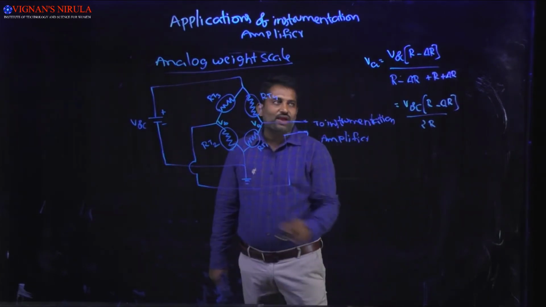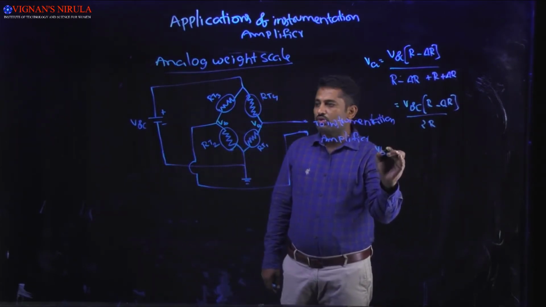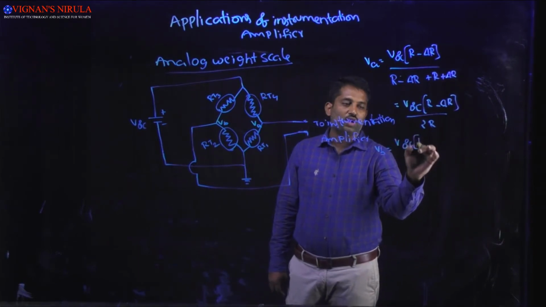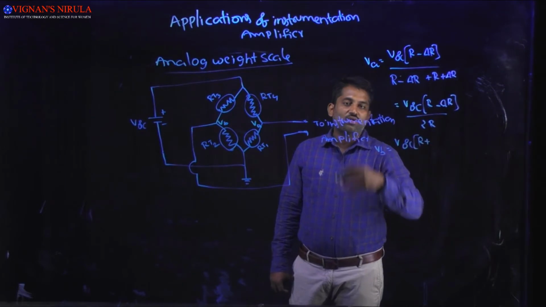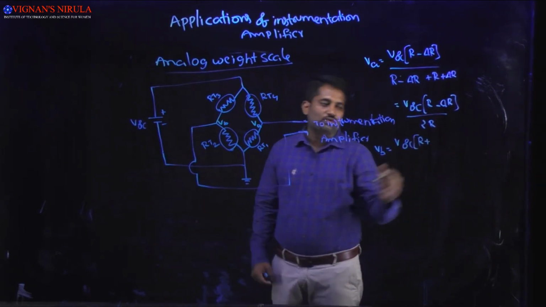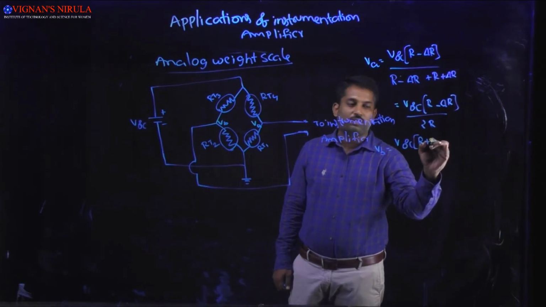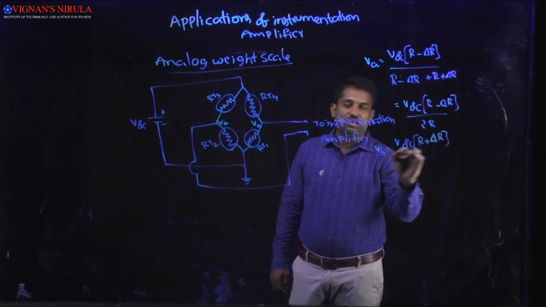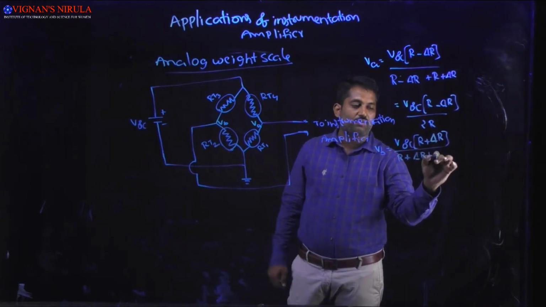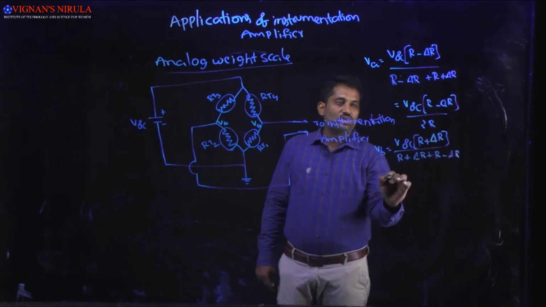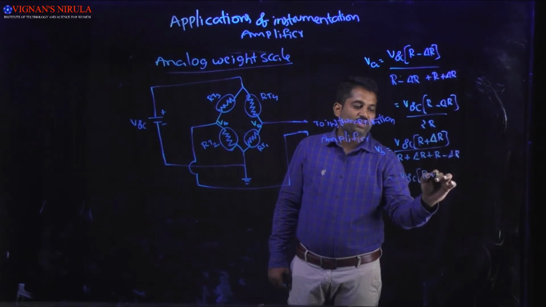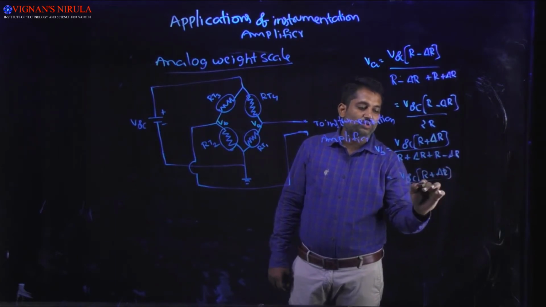Similarly, calculate the value of VB, again using the voltage divider rule. In this case, VDC into RT4. If you place the element on the base of the weight platform, RT4 and RT2 will increase. Then RT4 will be R plus delta R, divided by R plus delta R plus RT3, which is R minus delta R. So in this case, we get VDC into R plus delta R divided by 2R.